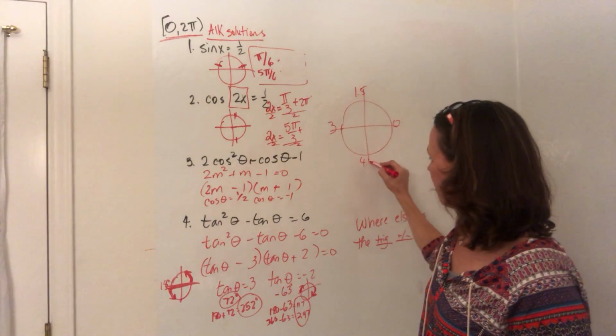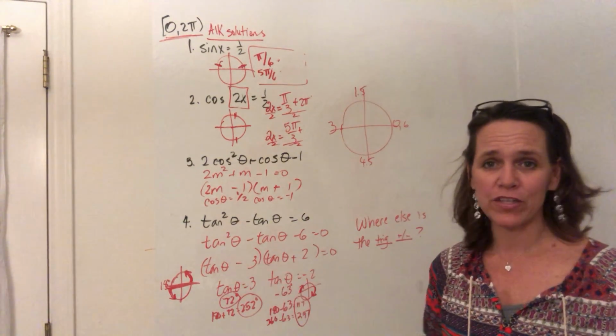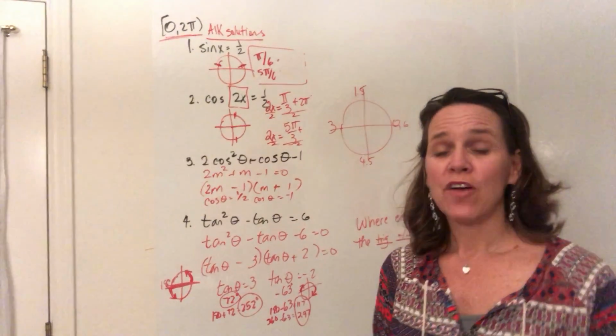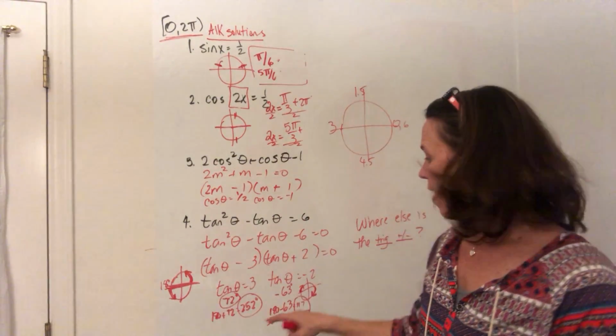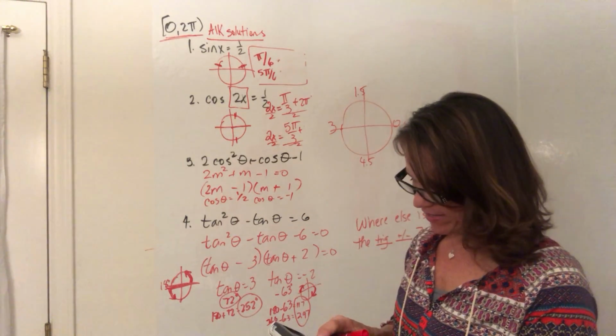3 is about 4.5, and this is about 6. It's 6.28, 2 pi, but just so we have a clue what's going on. Okay, so now when we do the same problem, we're going to do this in radians. So we're going to put our calculator in radians.